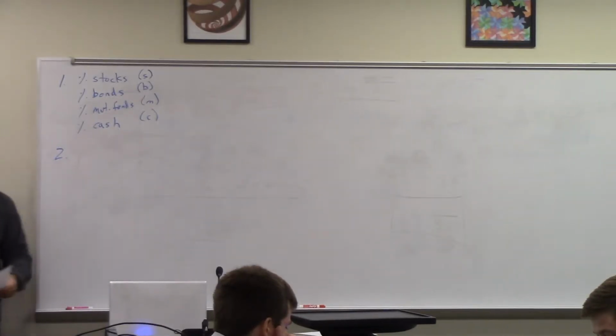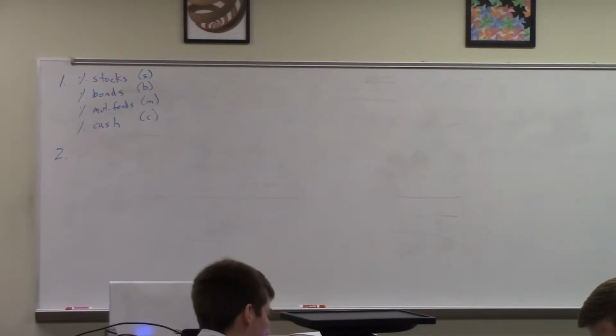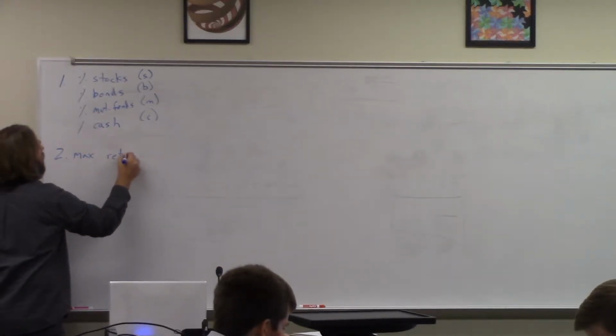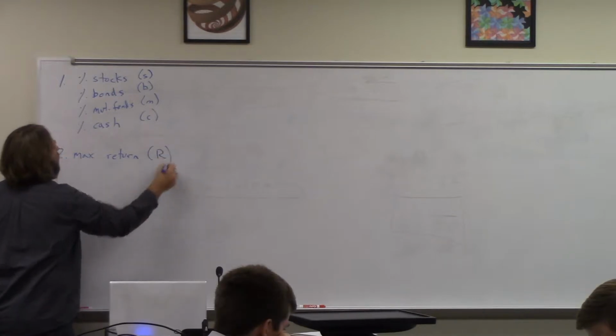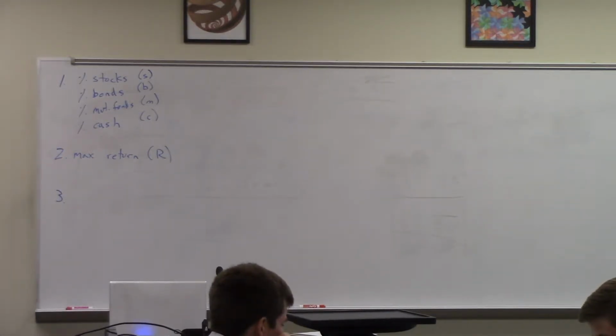All right. So what is our objective that we're trying to do? I know this was confusing to some of you. What are we trying to solve here? Yeah. Maximize the rate of return. Yeah, so we want to maximize our return. I'll just put R here for that. Now let's put the constraints in here, okay?